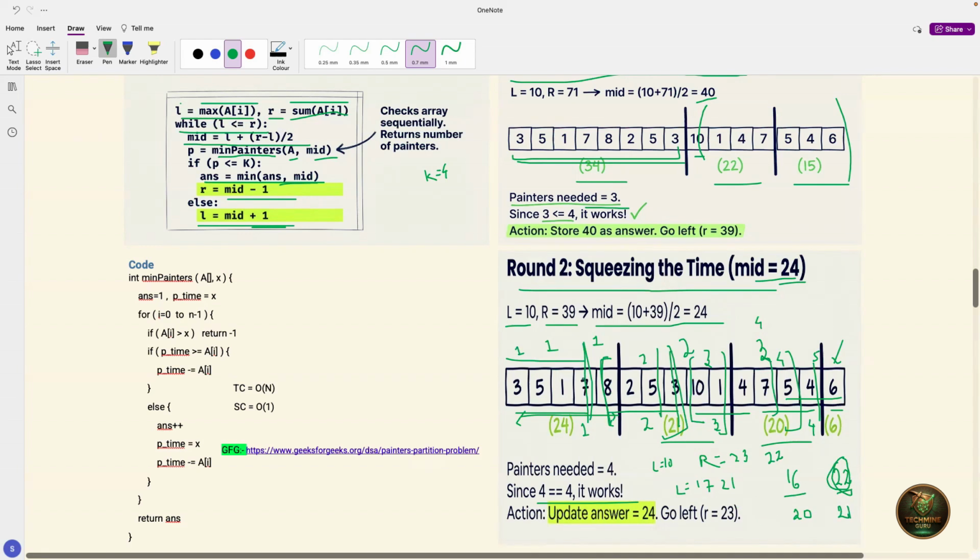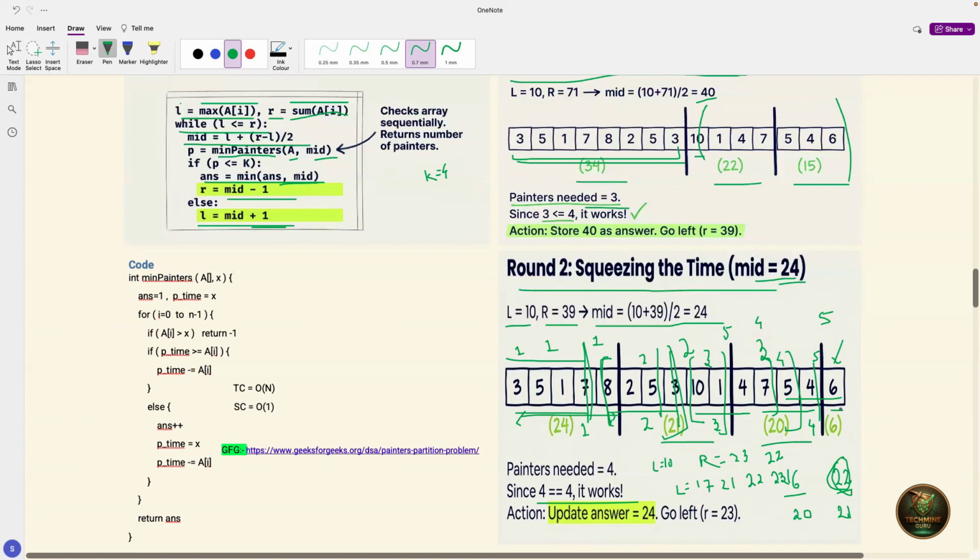21 as mid. So again, if we check for 21 units of time, it will come as 5 painters. So again, we will make L as mid plus 1. So now our L will be 22. And here we will break out from the loop, because in our next iteration, the L will become 23. Since in that iteration also, we will need 5 painters. So if you calculate this, you will get 5 painters needed.